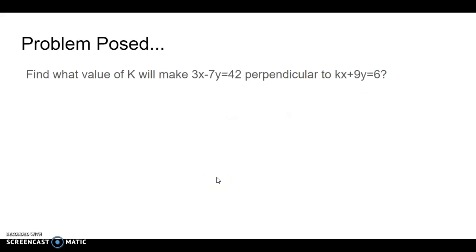The problem I gave students was: find the value of k, which is here, that would make 3x minus 4y equals 72 perpendicular to this equation. So basically, students were given two linear equations, and they needed to solve and figure out what the variable k would be to make the two lines parallel.